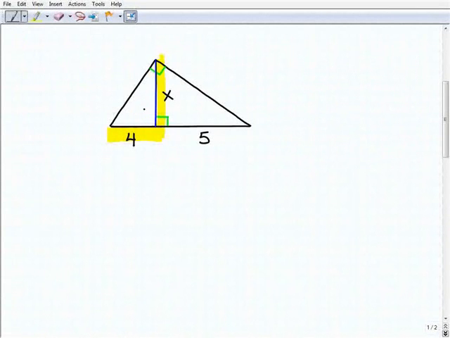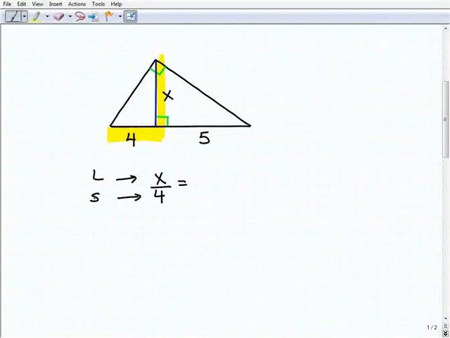So what I'm going to do is compare x and 4. I'm focusing in on the small triangle now. Notice that x is the longer leg of that small triangle, and 4 is the shorter leg of that small triangle. So I'm going to go x over 4. That's a comparison of the long leg over the short leg.